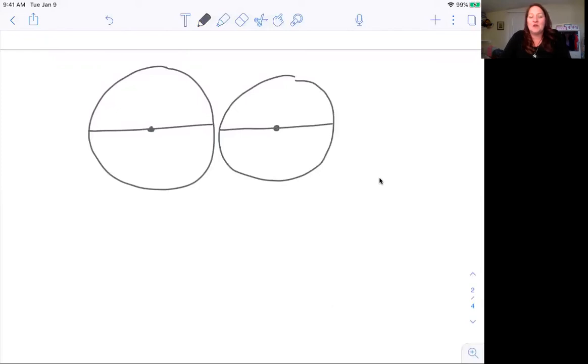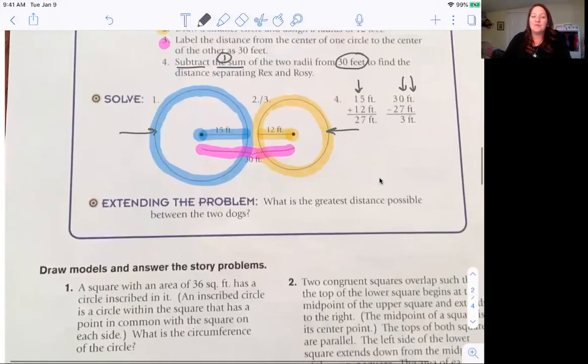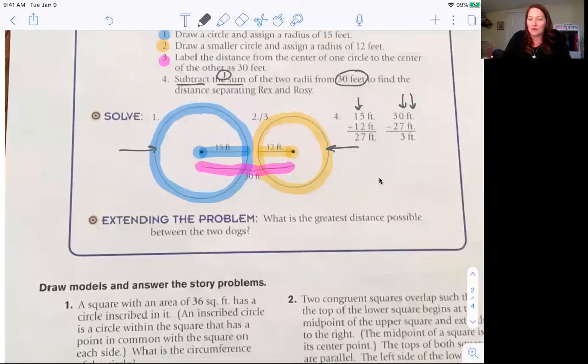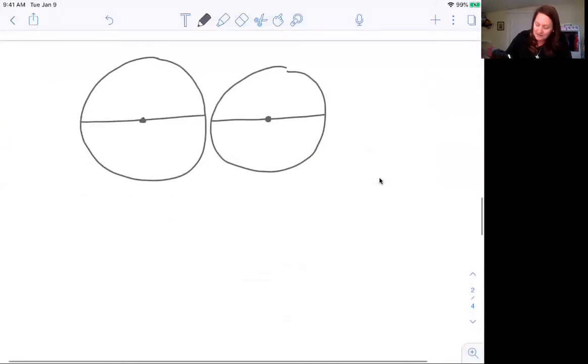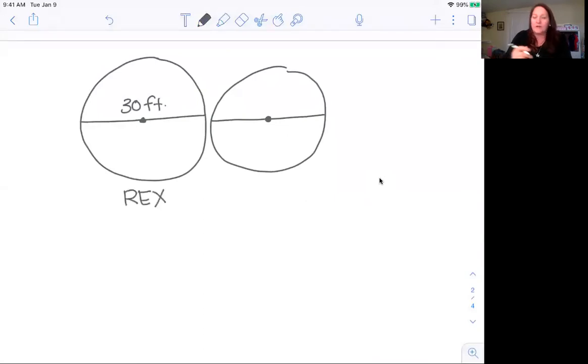Okay. So if we know that Rex, the Rottweiler, has a 15-foot radius, what would be Rex's diameter? Rex's diameter would be 30 feet. Okay, this is Rex. He's that big Rottweiler. They're the sweetest dogs. And Rosie is the little Chihuahua. And the Chihuahua's radius was 12 feet, but how long is her diameter? Remember, if you have a radius that's 12, I'm going to double that. What's her diameter? 24 feet. Okay.